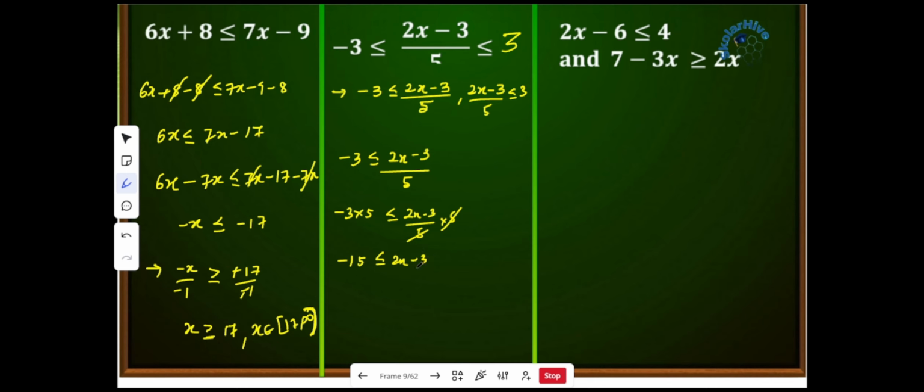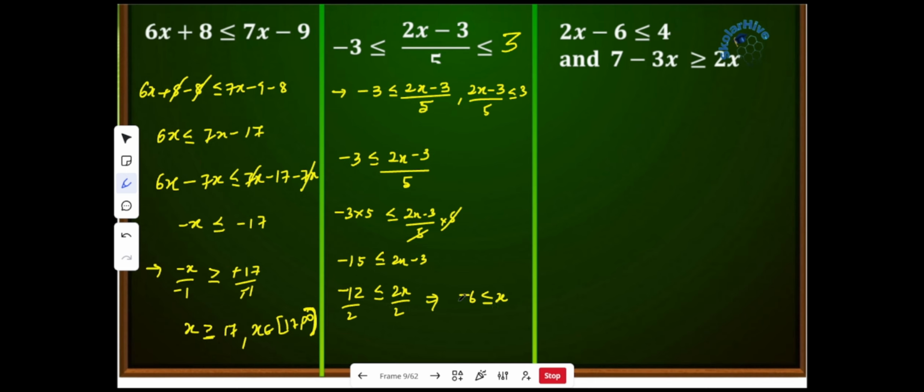Now we are looking for the x value, so we'll eliminate this 3. For eliminating this 3, we have to add 3 here as well as here. Once you do that, you'll get negative 15 plus 3 is negative 12, less than or equal to 2x, because minus 3 plus 3 is 0. So we're left with 2x. Now to eliminate 2, we have to divide both sides by 2. As these are positive numbers, there is no change in the inequality. That will give minus 6 less than or equal to x.